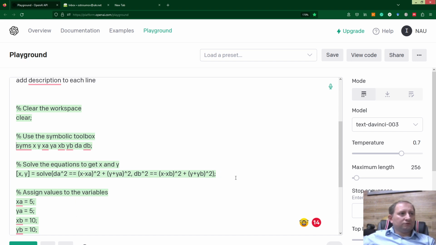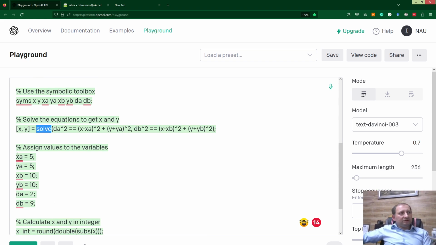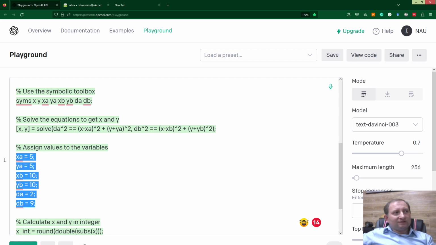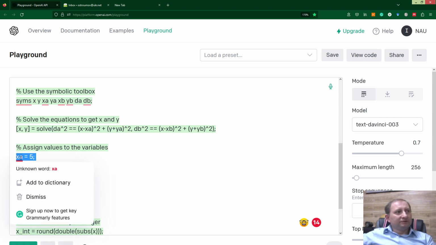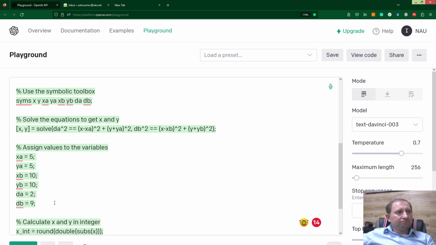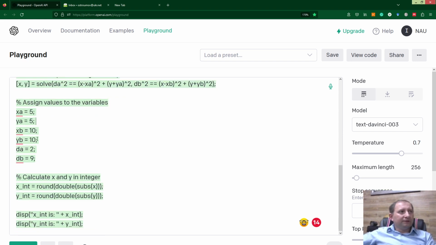Also, yes, everything is okay. And also pay attention that it uses the solve function already here. Then it assigns values to our variables. However, I think it does not work because these variables are symbolic. That's why it is not a good idea to do it in the following way. However, we can try to play with that.